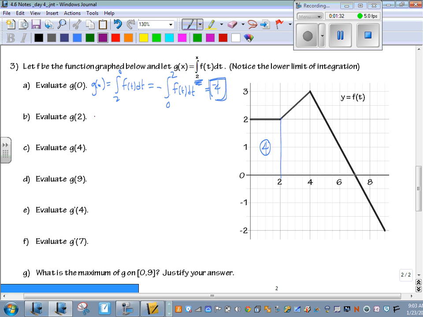G of 2, well, that's a nice easy one. We're going from 2 to 2. What's our answer going to be? 0. All right, why don't you guys go ahead and do C and D, and then we'll take a look at those answers in a second.